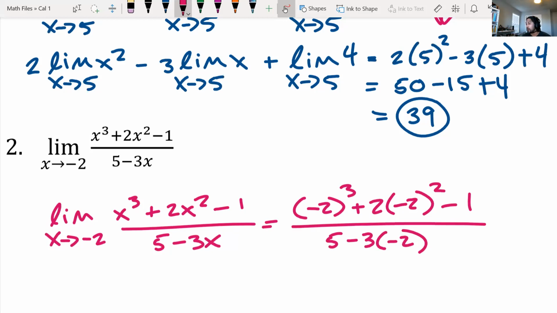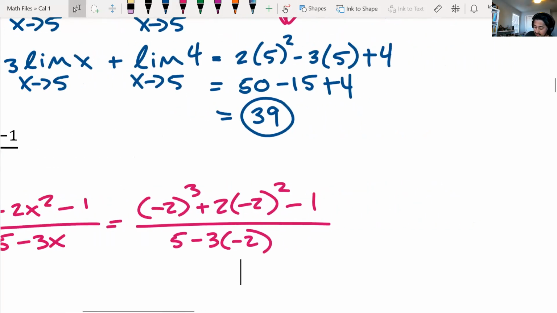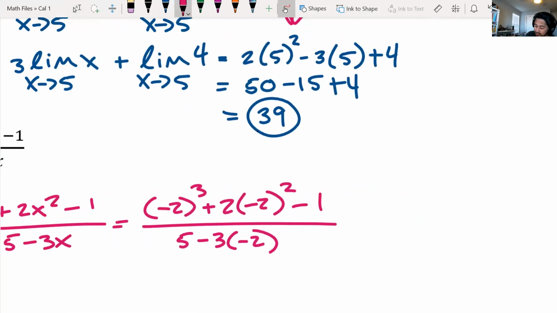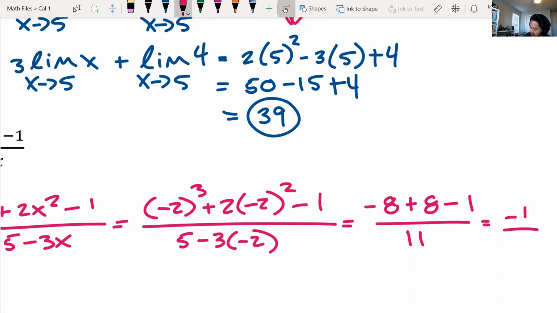Now, isn't that so much easier than justifying each step? Yeah, sure. All right, cool. All right, so you get -8, and then what's that? 4. Is that 8 minus 1 over 5 plus 6, 11. So what's my final answer? -1/11.